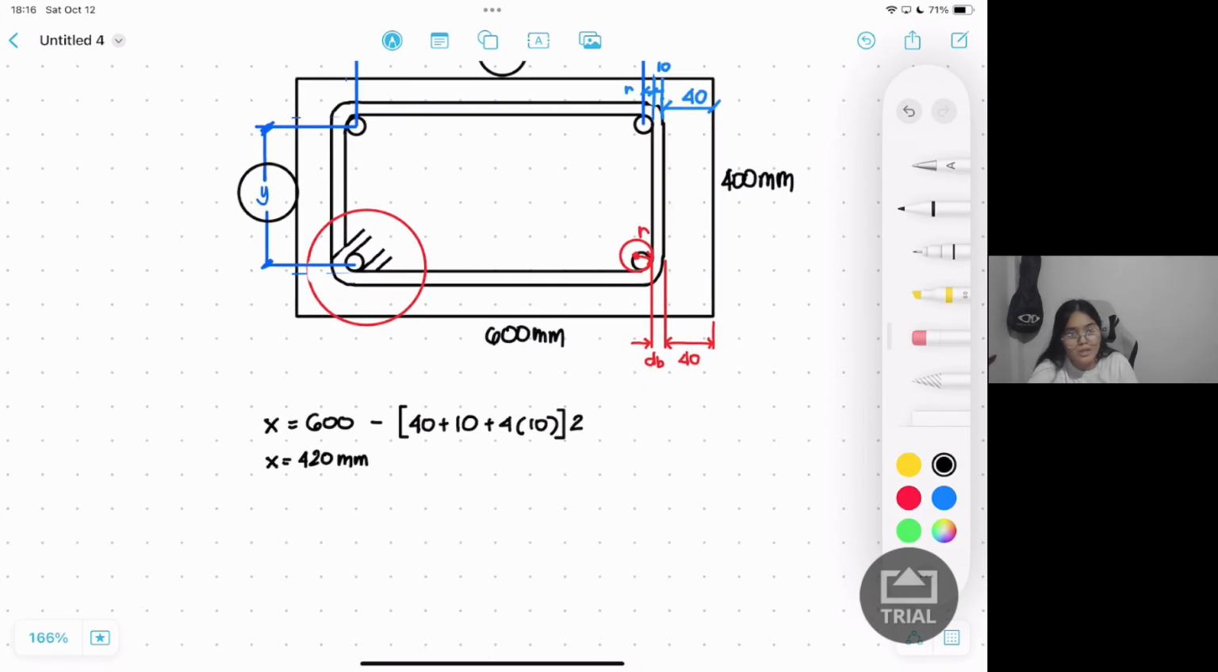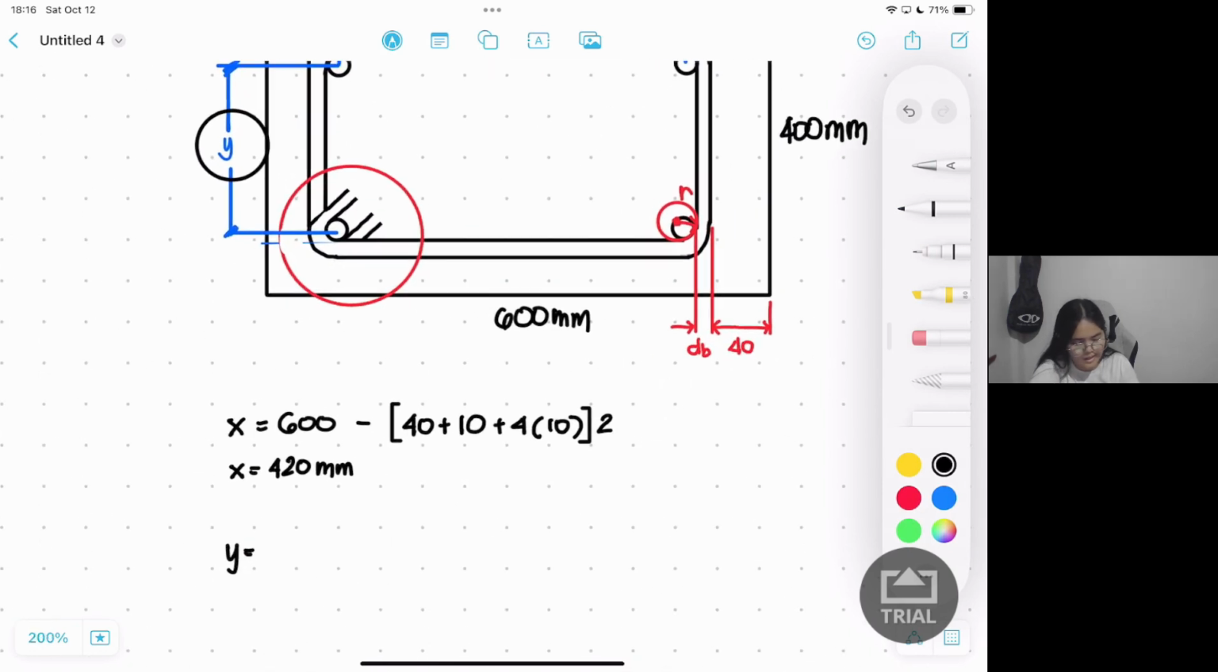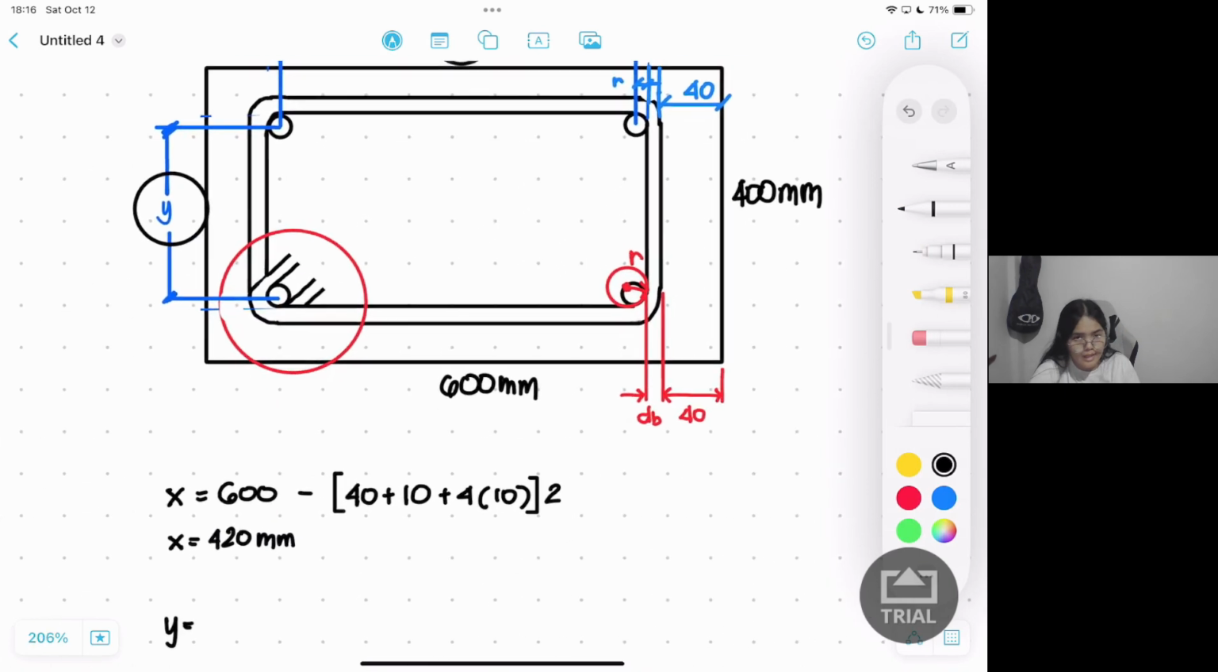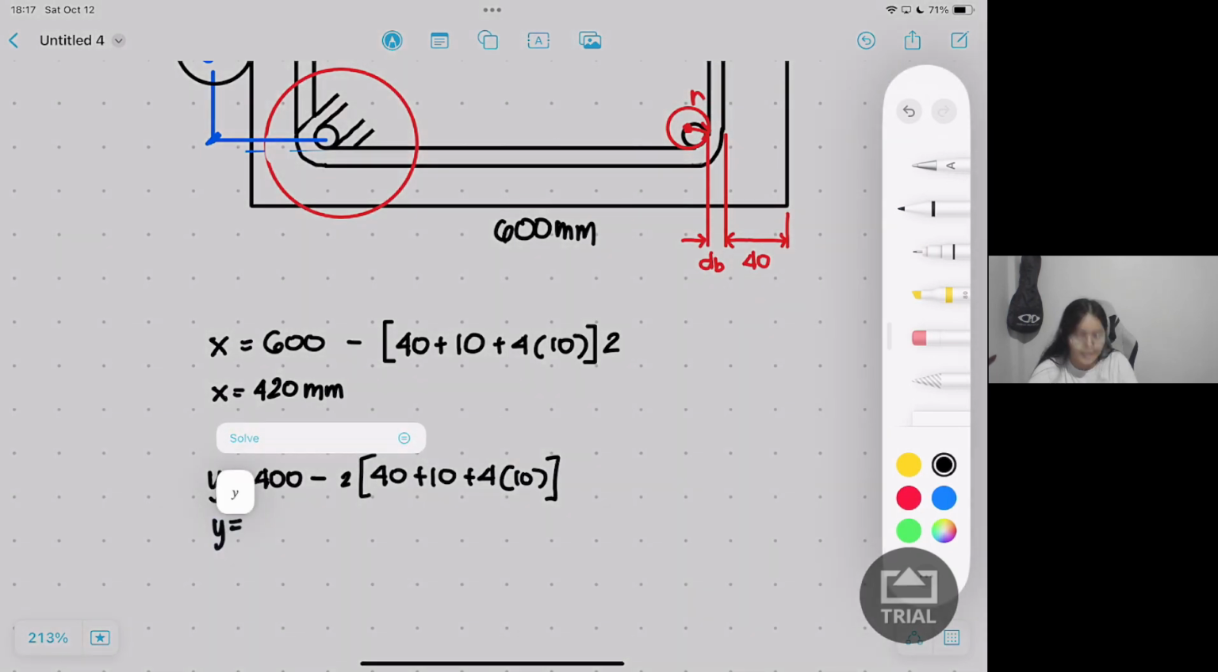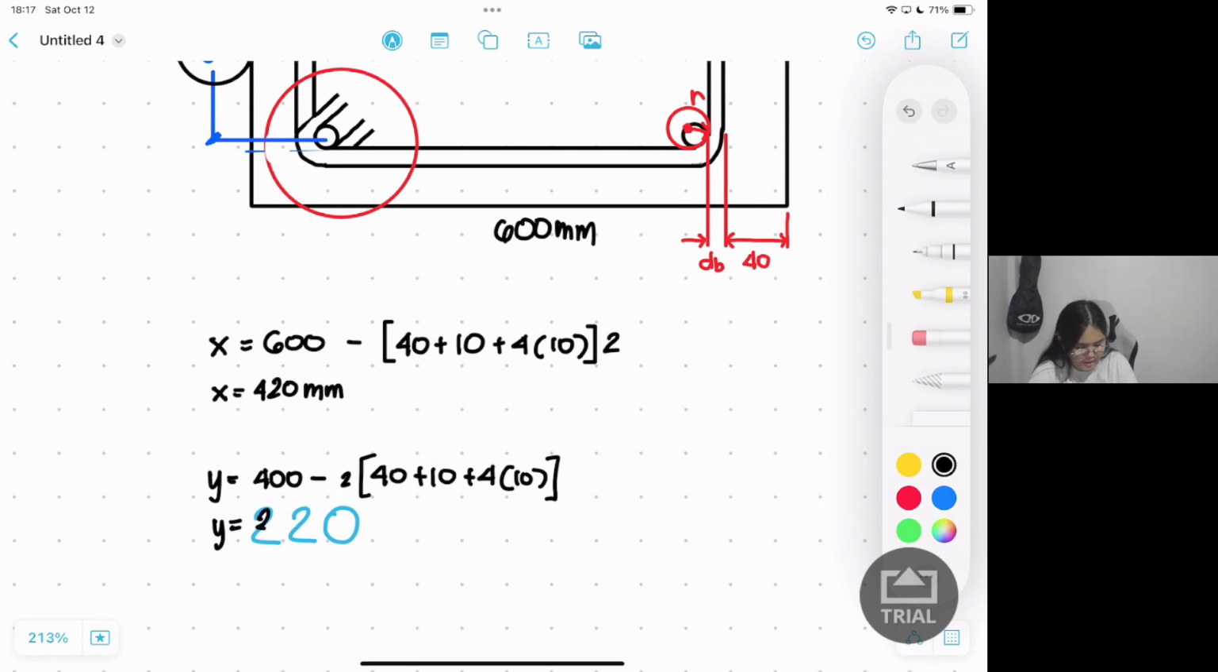Same procedure lang din sa Y. Ang papalitan nyo na lang is yung 600. Kasi, on the Y-axis, 400 mm yung depth ng ating beam. So, kapag papalitan nyo ng 400, 40 plus 10, makukuha nyong value ni Y ay 220 mm.